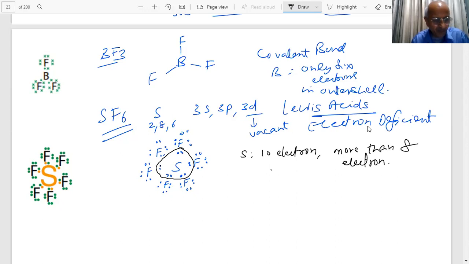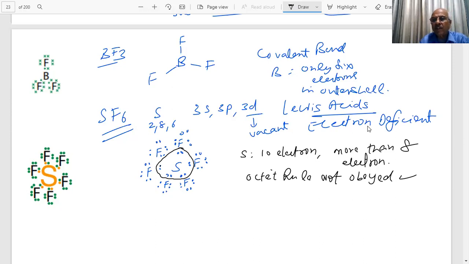Can you see it? Because sulfur is in the third period, it has a vacant 3d orbital. In such cases, you can see what is happening: the octet rule is not obeyed. Is it okay? Yes, sir. It is not obeyed. It has more than 8 electrons.